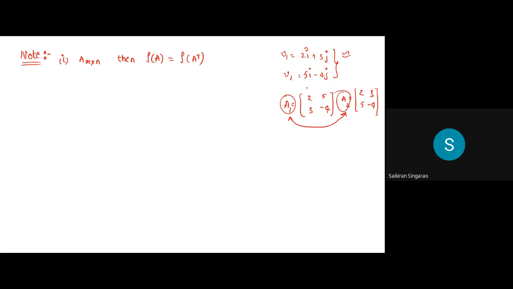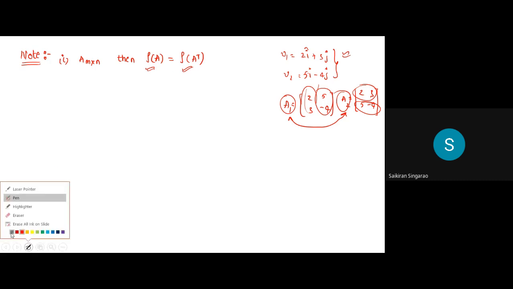Say 2, 3 I'm showing here, and 5, minus 4 I'm showing like this. Whenever you take transpose, the property of the matrix does not change. So whatever is the rank here, which shows the dimension, that will be the same here. So rank of A and rank of A transpose are the same.